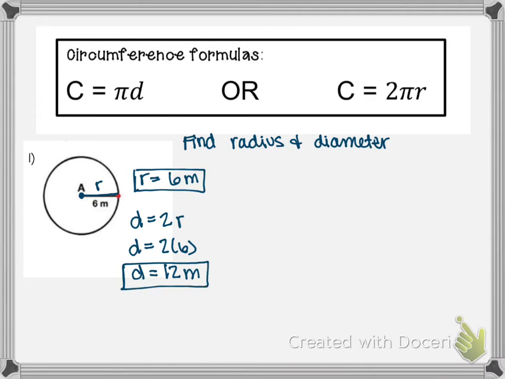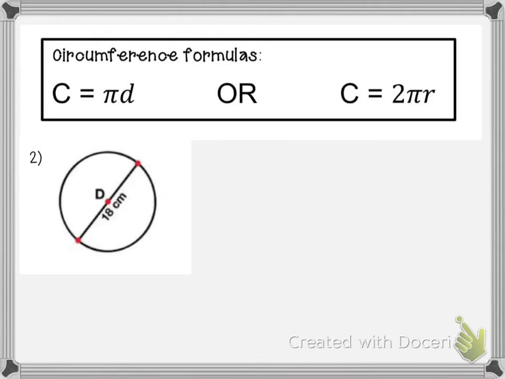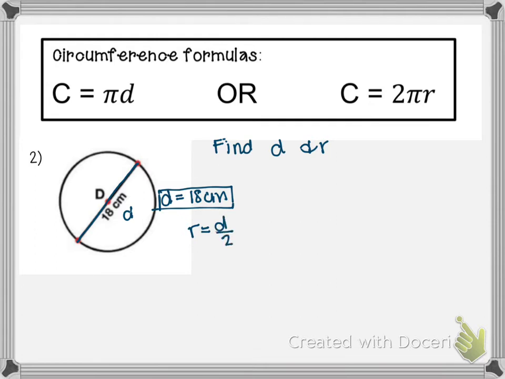And then number 2, we are also going to find diameter and radius. Now our line goes all the way through the center to the other side, which means that is our diameter, which is 18 centimeters. And radius only goes half that distance. So to find radius, we're going to take our diameter and divide it by 2. So radius equals 18 divided by 2, which equals 9 centimeters.